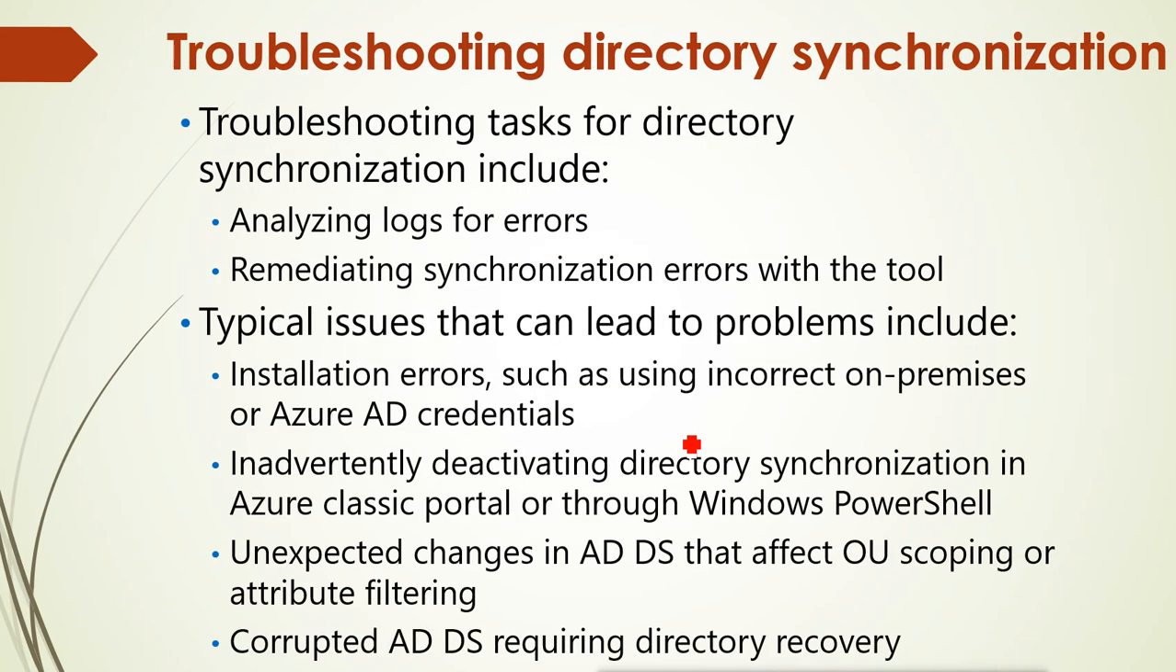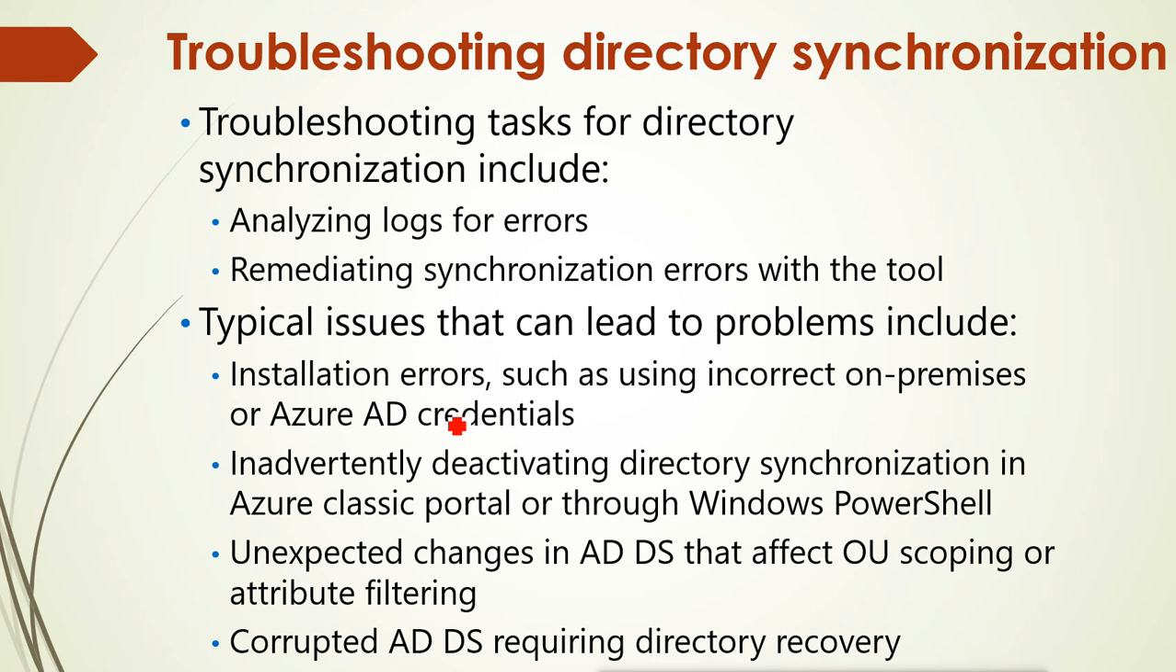Then troubleshooting directory synchronization, if something goes wrong or it is not working properly. So how can we do the troubleshooting? The troubleshooting tasks for synchronization include analyzing the logs for errors first, to see what the error is, then remediating synchronization errors with tools. Typical issues that can lead to problems include installation errors, such as using incorrect on-premises or Azure AD credentials.